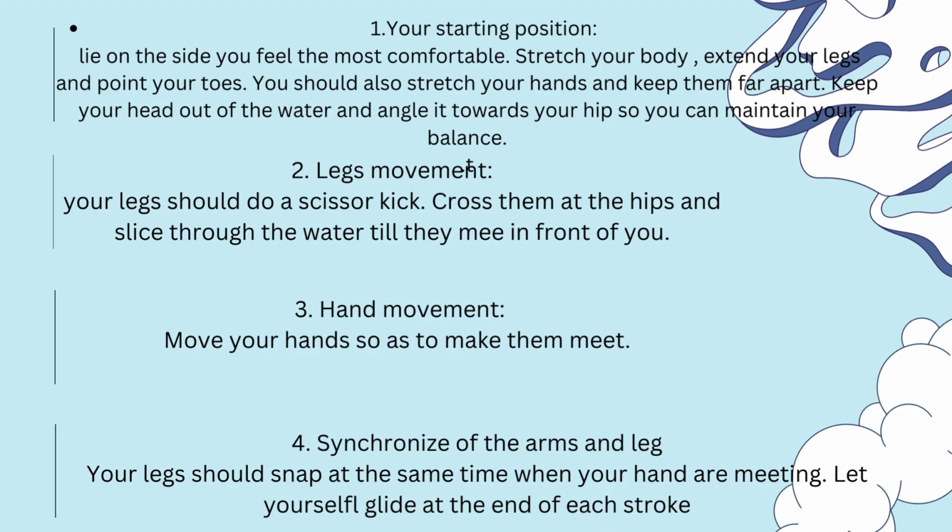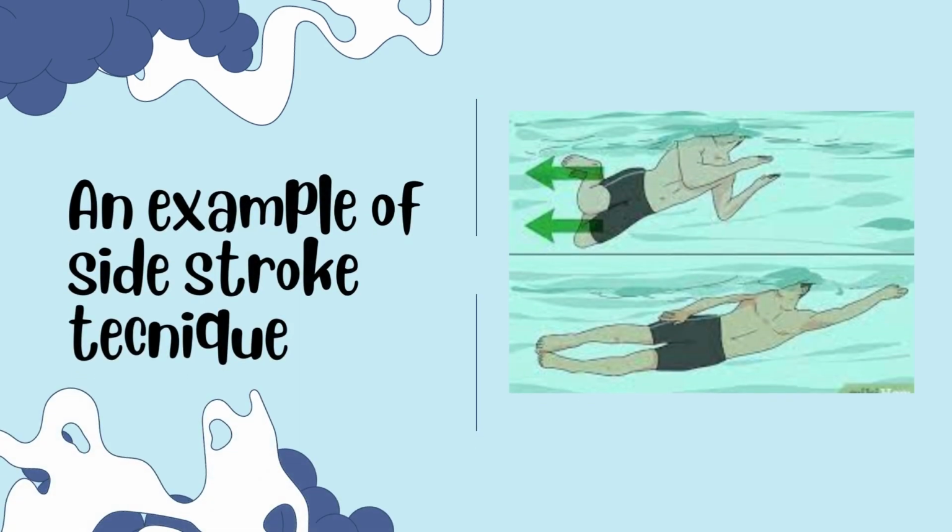Second, leg movement. Your legs should do a scissor kick. Cross them at the hips and slice through the water till they meet in front of you. Third, hand movement. Move your hands so as to make them meet. Fourth, synchronize the arms and legs. Your legs should snap at the same time when your hands are meeting. This is an example of side stroke technique.